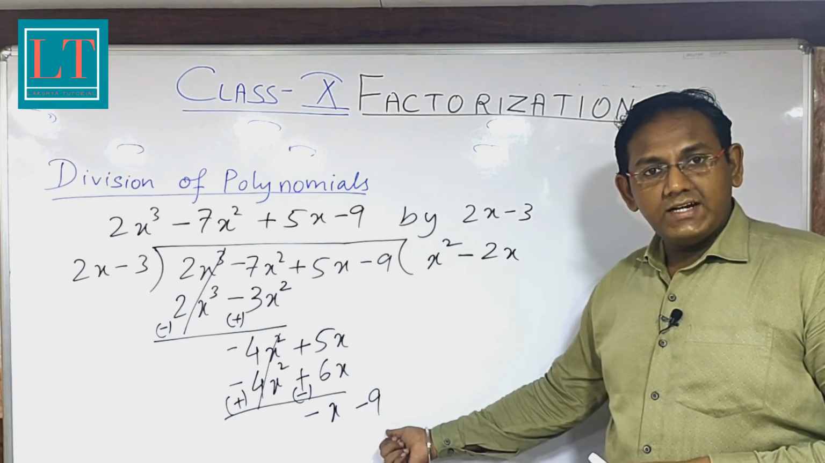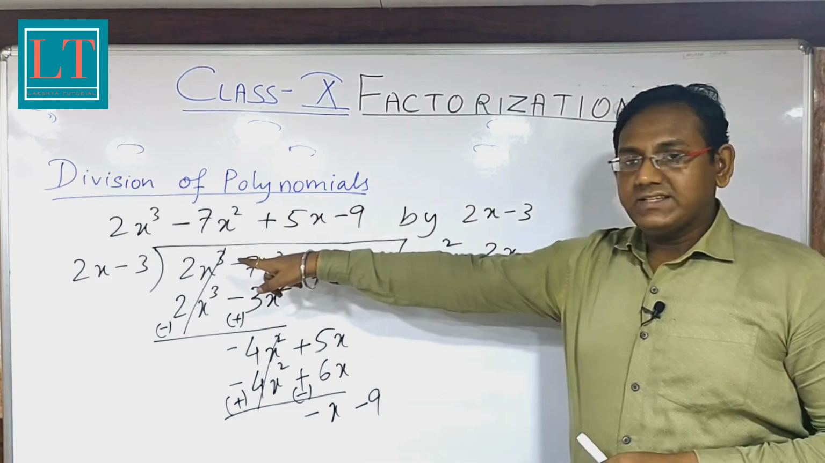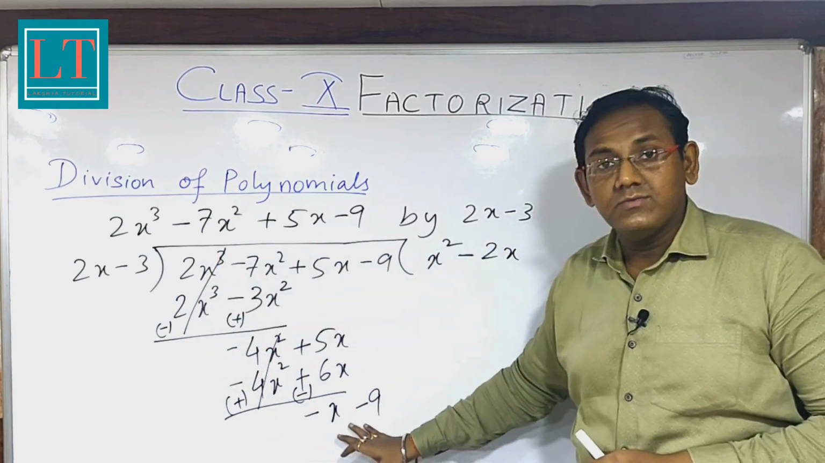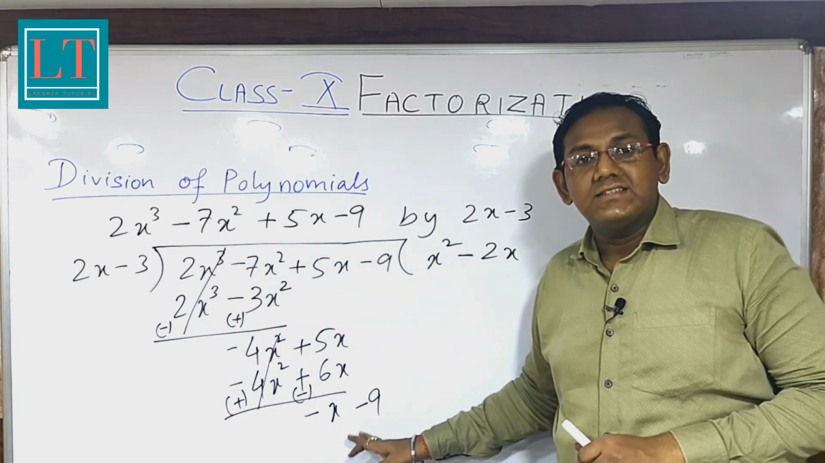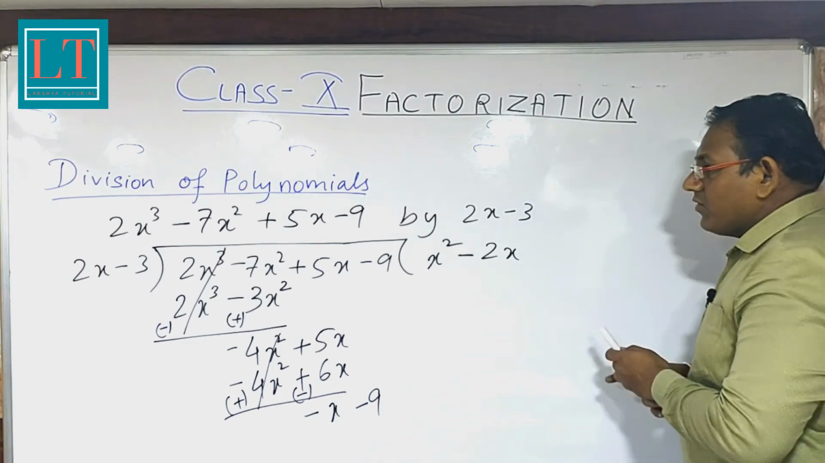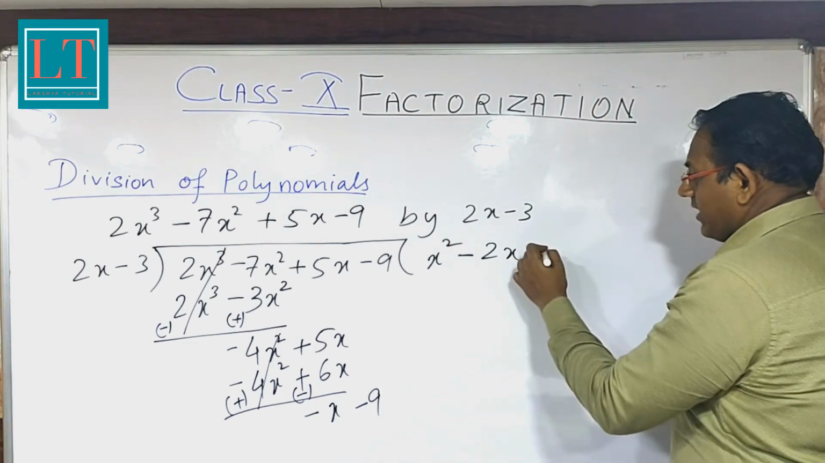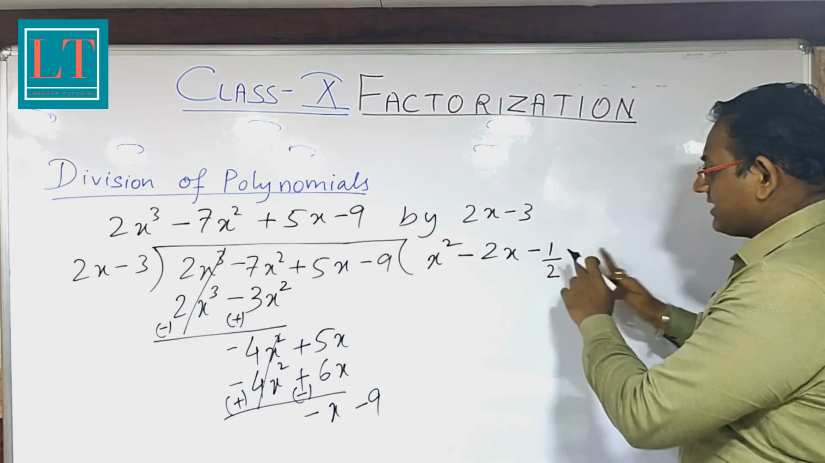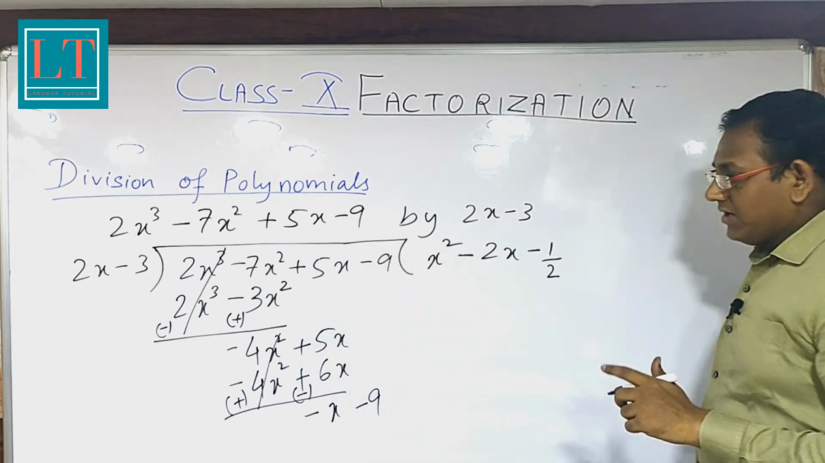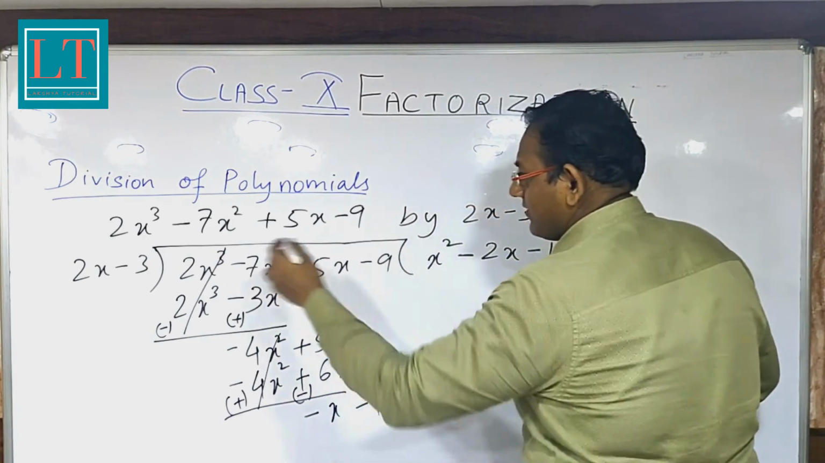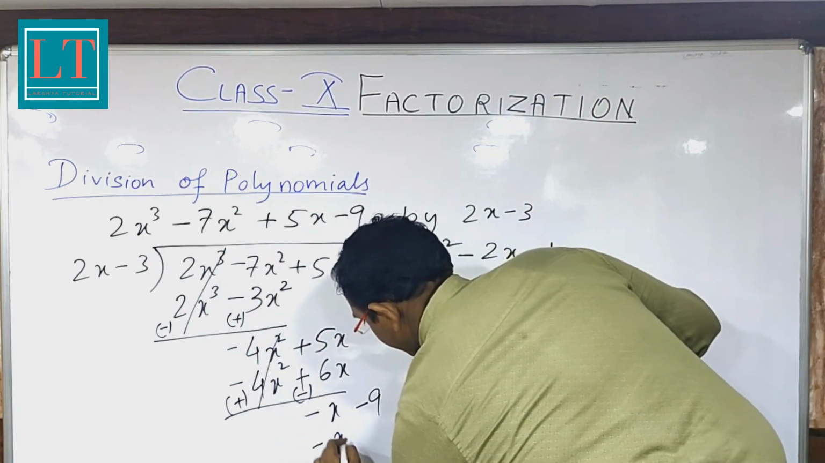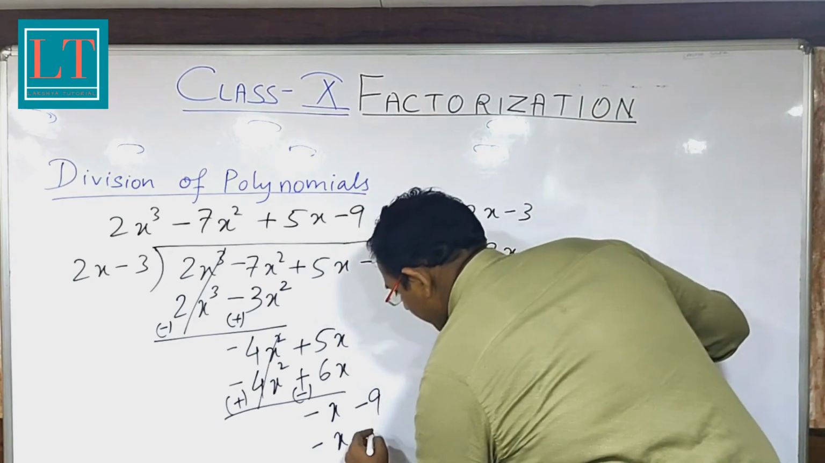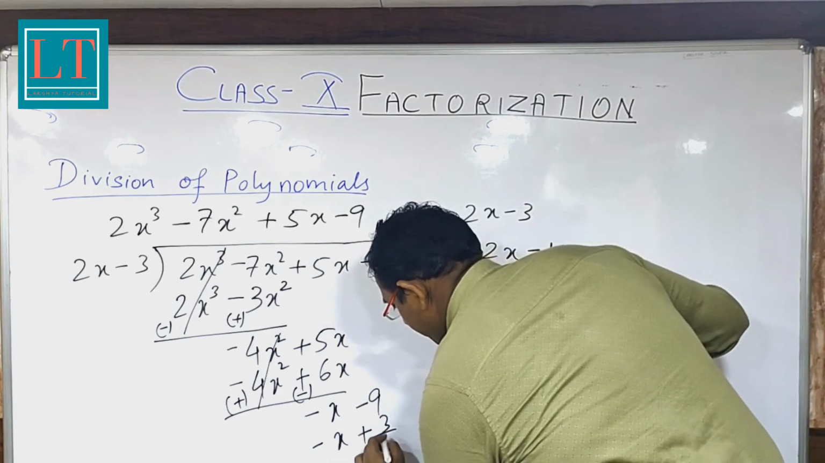Now let us divide this number. Now if you can see, the number that we are getting is 2x minus 3, and we want to basically cancel this x over here. So what will we do? We can do one more thing. We can multiply this entire expression with half, because half into 2 will give you 1. So let us do that. Minus half into 2x will give you minus x. Similarly, at the same time, minus half into minus 3 will give you plus 3 by 2.